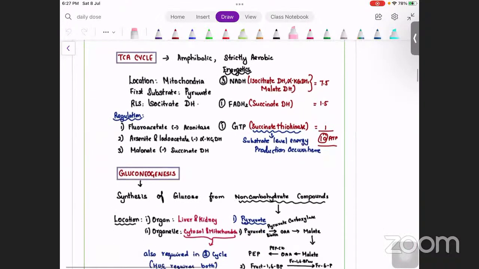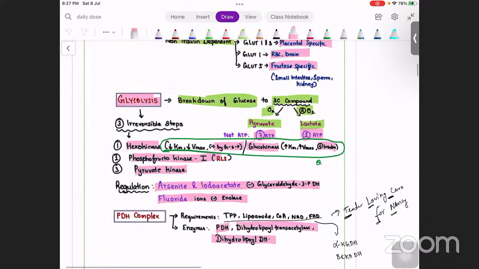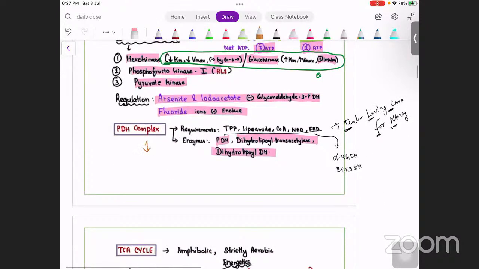Then you have the TCA cycle. So we have talked about glycolysis and the PDH complex. Where is glycolysis happening? Glycolysis is happening in the cytosol. What is the PDH complex doing? The PDH complex is converting pyruvate to acetyl-CoA, by taking up tender loving care for Nancy, and these three enzymes play a role in converting pyruvate to acetyl-CoA.